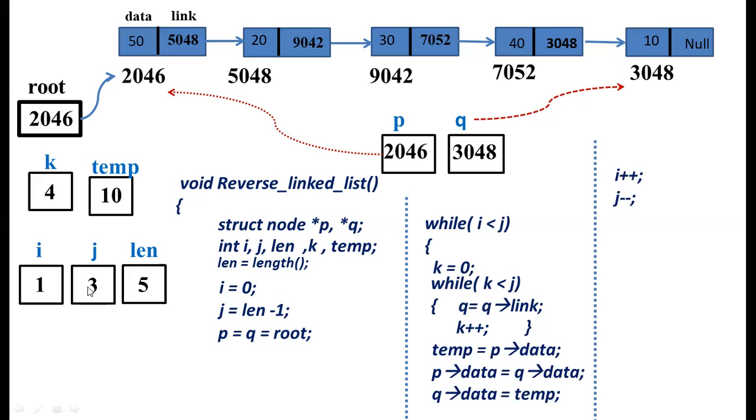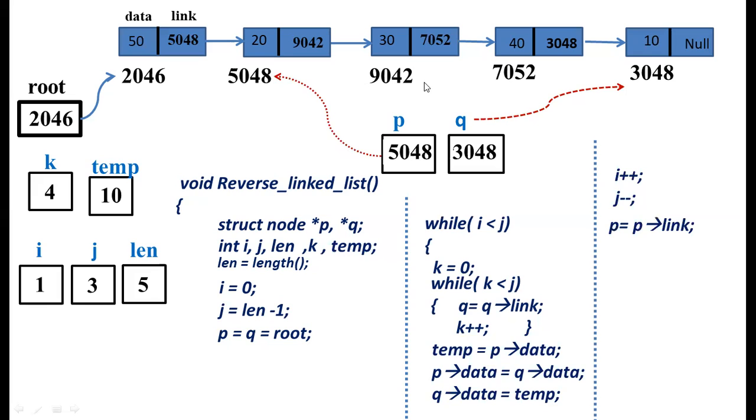Now here, what I have to do, I have to bring the pointer. So already swapping is being done with the last node and the first node. Now I need to swap the second node with the last but one node. So these two nodes I have to swap. So now the P pointer should point to this location. So how can we do that? P is equal to P to link. So when I say P is equal to P to link, P will be pointing to this location.